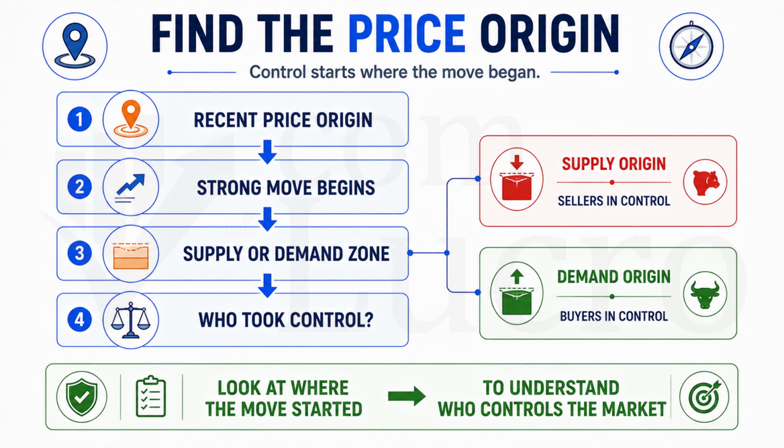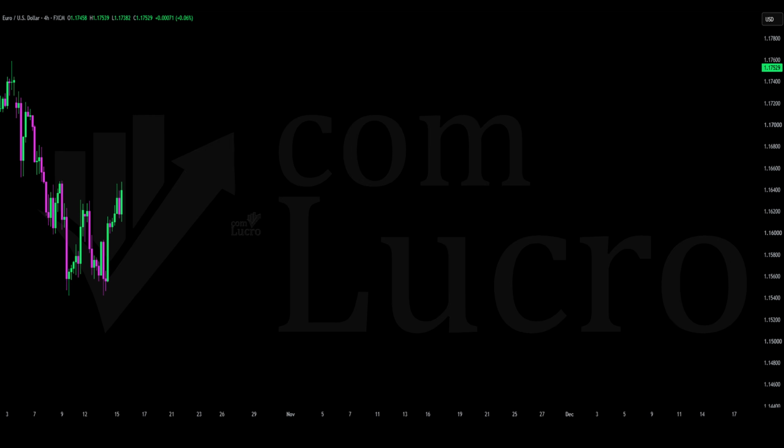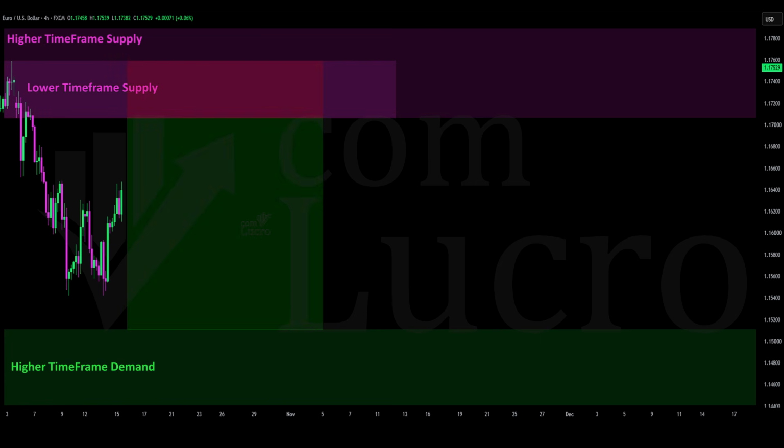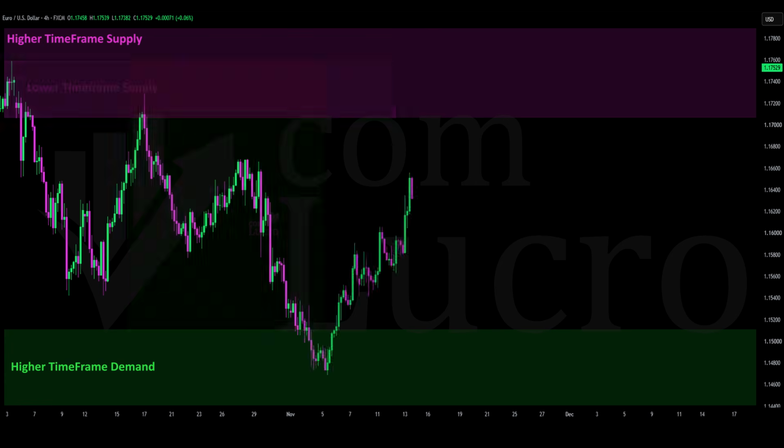To understand whether buyers or sellers are in control, we need to look at the most recent price origin. For example, if the market is in a downtrend and price is reacting from a fresh, unmitigated supply zone, then supply is in control. In that situation, we should mainly be looking for selling opportunities, not buying opportunities. Supply remains in control until price reaches a fresh demand zone and reacts strongly to the upside.